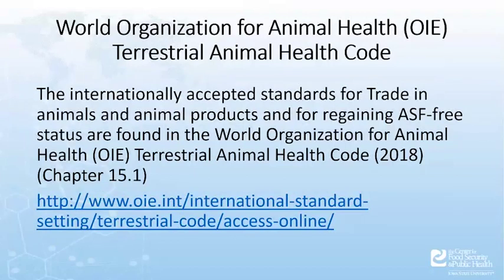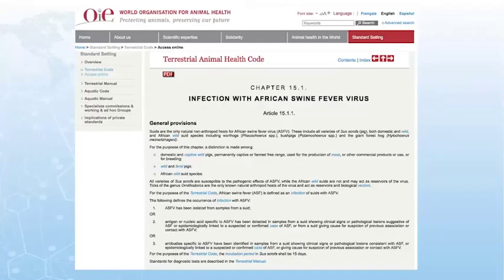So the World Organization for Animal Health, as I'm sure you all know, produces a Terrestrial Animal Health Code, and this contains the internationally accepted standards for trade in animals and animal products and for regaining ASF-free status. This is found in Chapter 15.1. And this is the current version of the Terrestrial Animal Health Code with Chapter 15.1. This sets the international standards for trade in animals and animal products related to ASF.